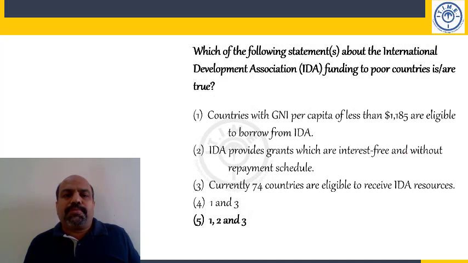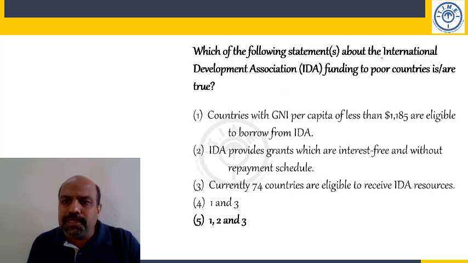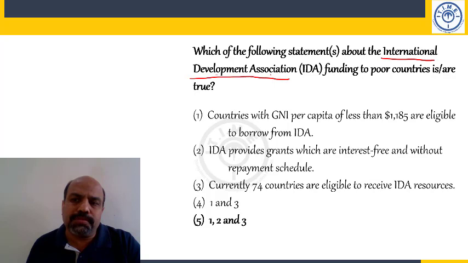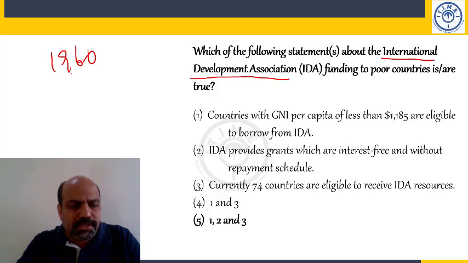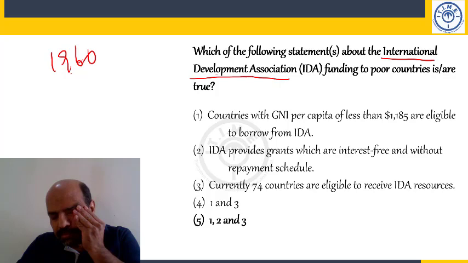Which of the following statements about the International Development Association funding to poor countries are true? Okay. Look at this. All statements are true, but first write International Development Association. Underline that first part. Established 1960. Established 1960. Second point, head office, Washington DC, District of Columbia.